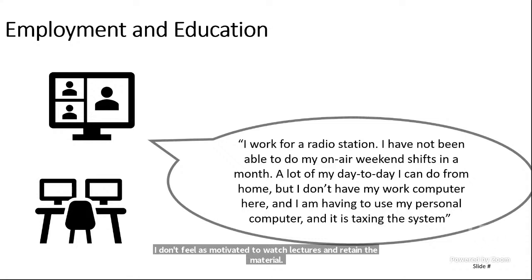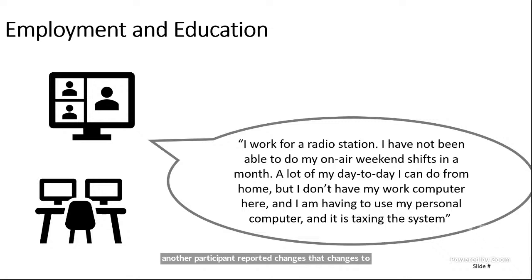Another participant reported changes, not changes to their employment, but they've been able to work at home. So this participant said that I work for a radio station. I've not been able to do my on-air weekend shifts in a month. A lot of my day-to-day work I can do from home, but I don't have my work computer here. And I'm having to use my personal computer, excuse me, and it's taxing the system. So this participant was able to work at home and be quote unquote safe, but having to use their own computer system and not have the same devices, tools and technology that they have at work.